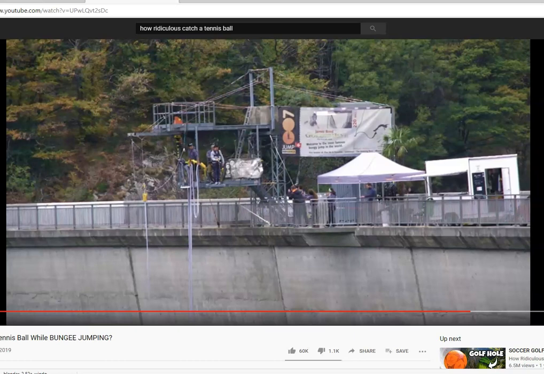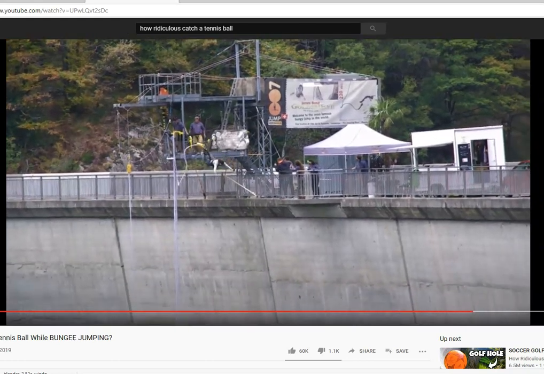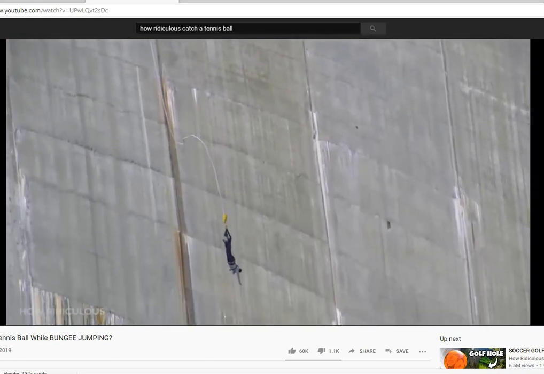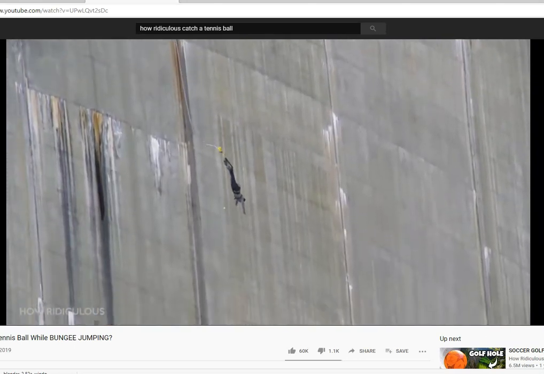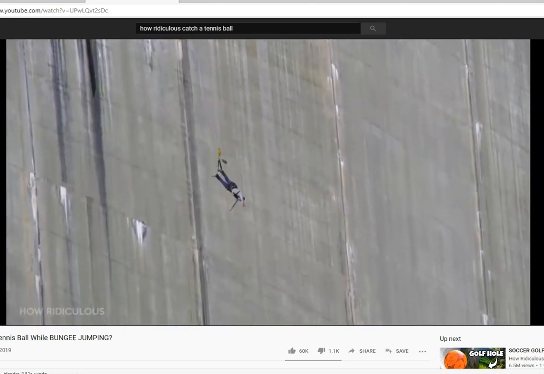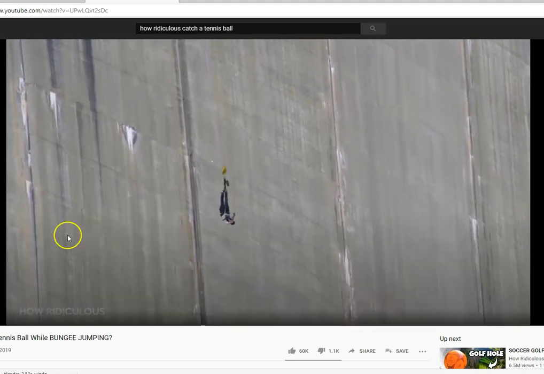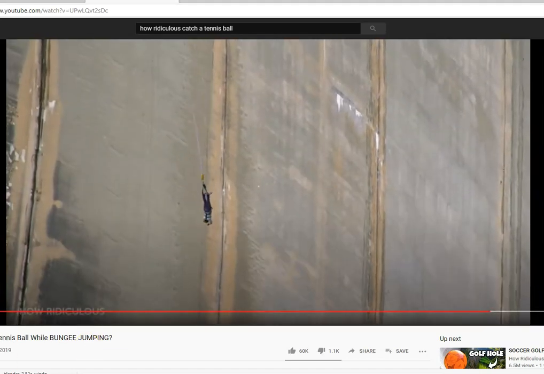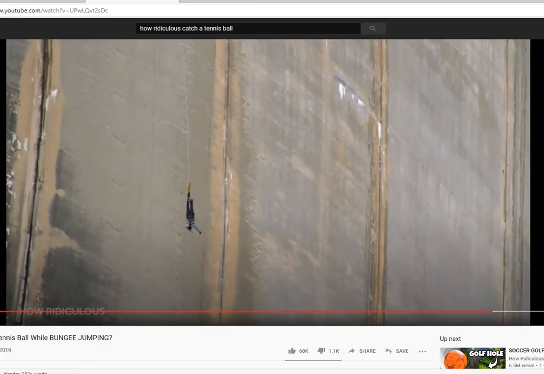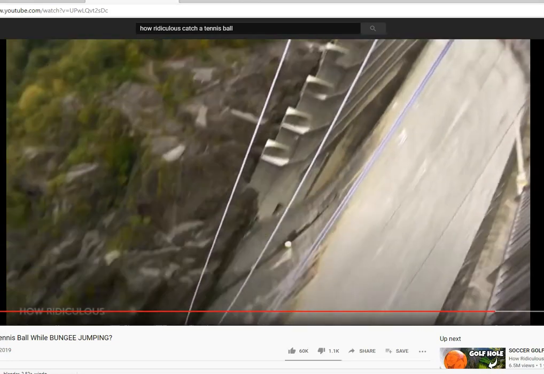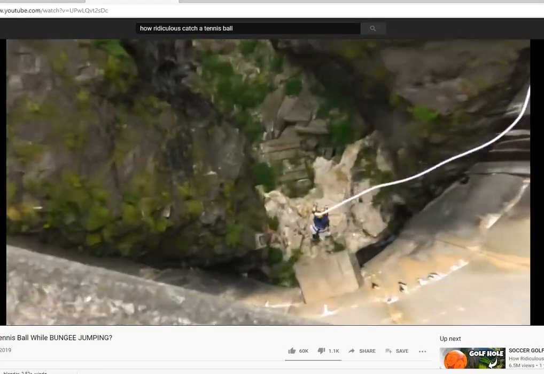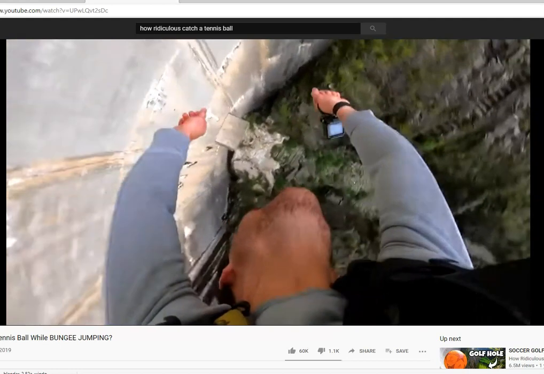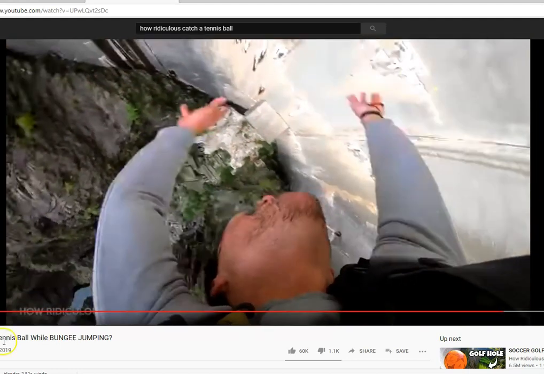Now let's take a look. He throws a tennis ball, jumps, and he tries to catch it. But he freaks out a little bit, loses track of the fact he's going after a tennis ball, and just focuses on not passing out from the excitement. The tennis ball's right there. He kind of missed it. He stops moving, and then he's going to get pulled back up. So he missed it, but that happens.